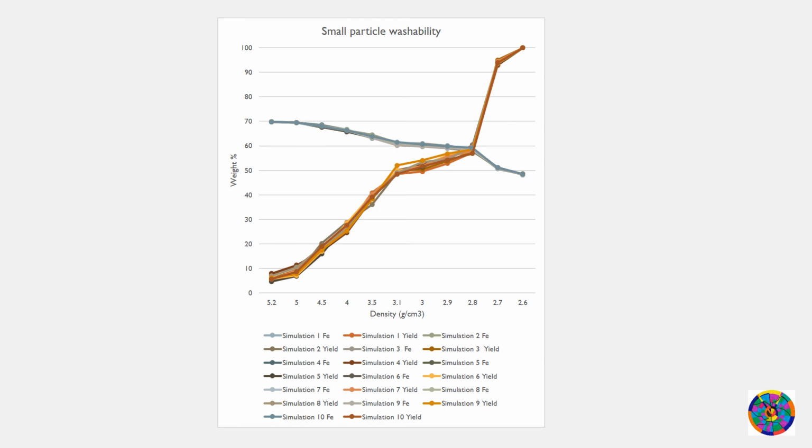There is less variability between simulations for the smaller particles compared to the bigger ones. If a product iron content of 68% is required, yield is between 54 and 57%. Comparing the yields for different products, the benefits of crushing to finer sizes can be analyzed and compared to the disadvantages associated with smaller particles.